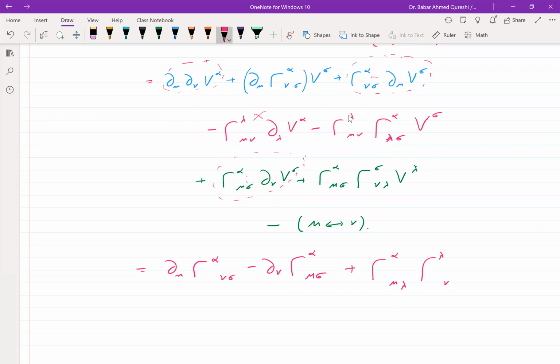And over here, put a sigma, because I'll multiply this with v sigma. And then I have the other way, gamma lambda.